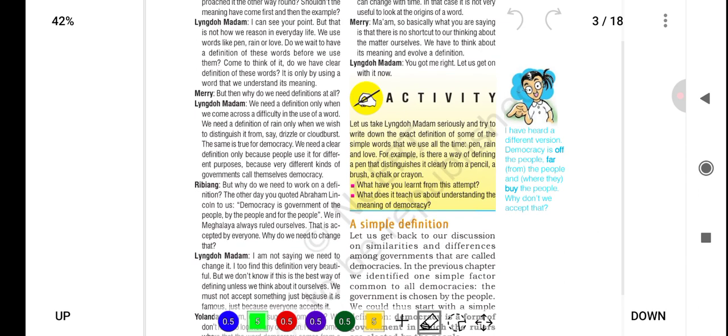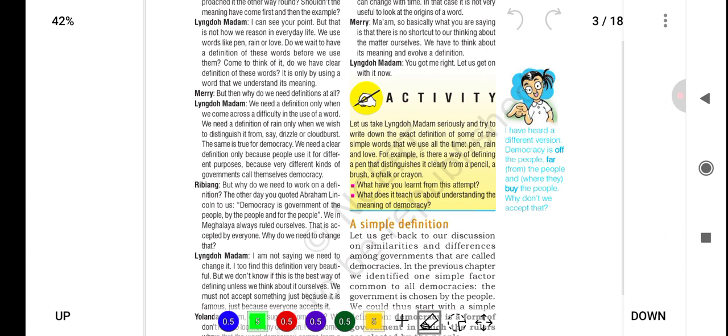Simple definition. In a discussion, Matilda Lingdor argues that definitions are necessary only when a word is used for different purposes. As different governments call themselves democracy, she suggests that the word democracy comes from the Greek word demokratia, meaning rule by the people. However, Lingdor argues that words do not remain tied to their origin and their meaning can change over time.